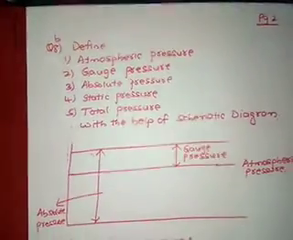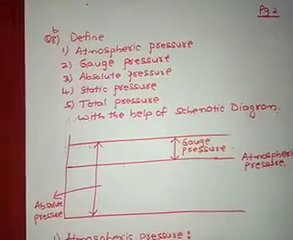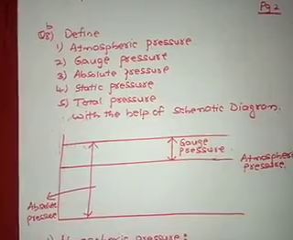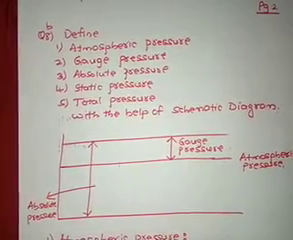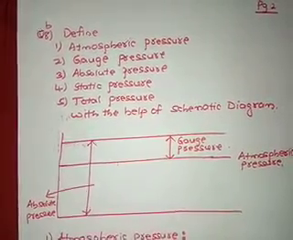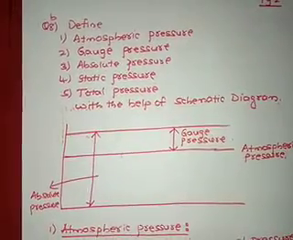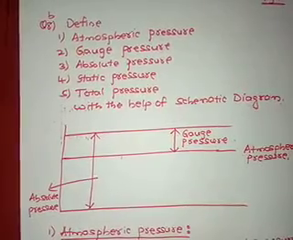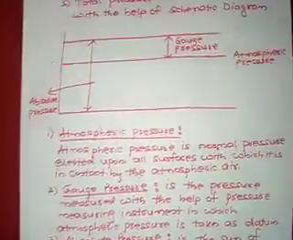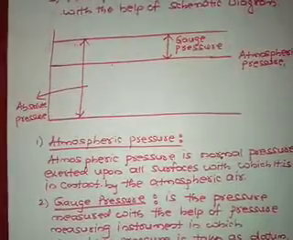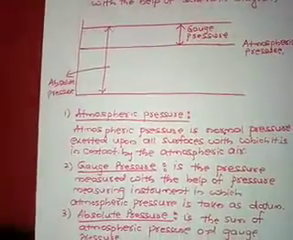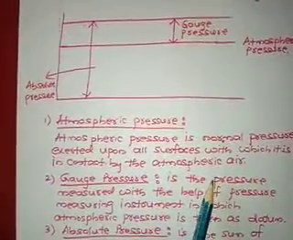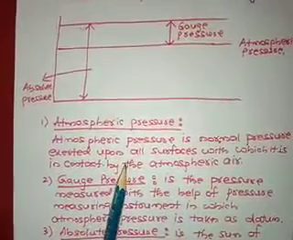Question number 8b. Define the terms here: atmospheric pressure, gauge pressure, absolute pressure, static pressure, and total pressure. First one, atmospheric pressure. Atmospheric pressure is the normal pressure exerted by the atmospheric air on the surfaces. So atmospheric pressure is the normal pressure exerted upon all surfaces with which it is in contact by the atmospheric air. This is called the atmospheric pressure.